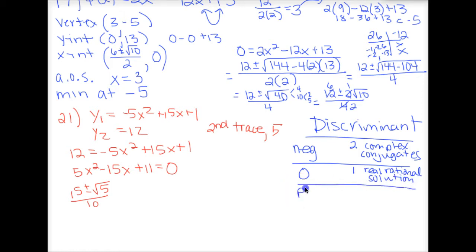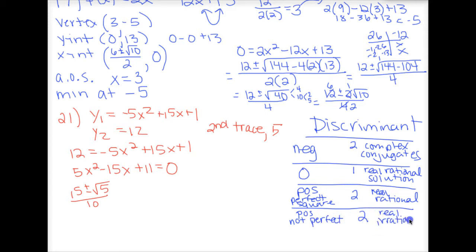If your discriminant is positive and it's a perfect square, then that means there's two real rationals. And if it's positive but not a perfect square, that means there's two real irrationals. So that's the case that we had in 21.